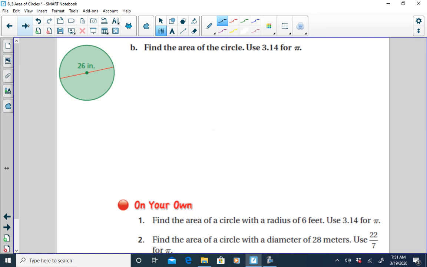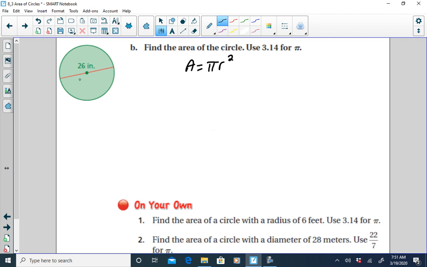All right. Next example, we want to find the area of a circle. We're told to use 3.14 for pi, but we're not given the radius this time. We're given the diameter of the circle. Well, in order to find the area of a circle, there's only one formula that we can use. Area is pi times the radius squared. So we have to find that radius.